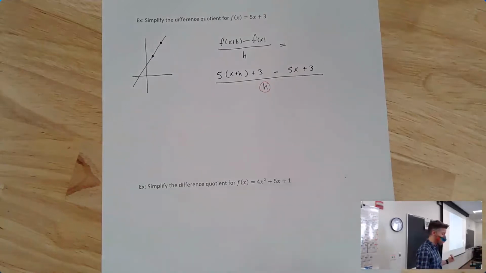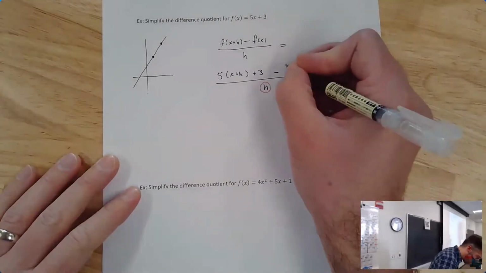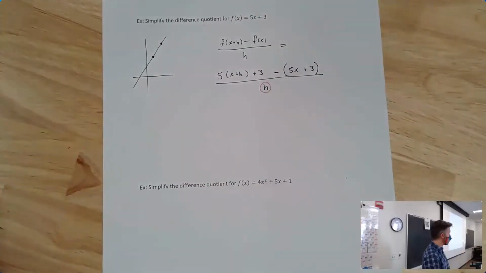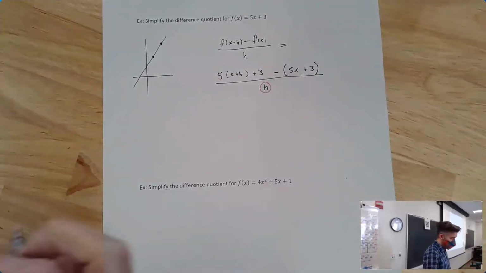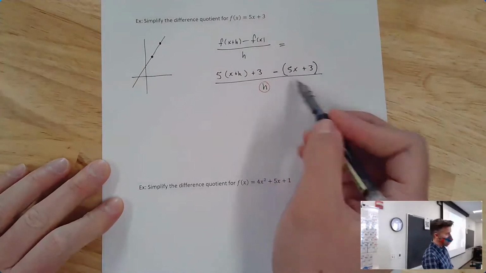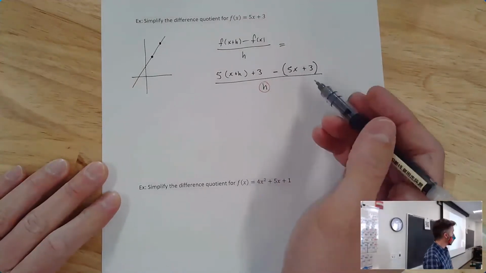To be able to factor out h from the top, we need to make sure that we subtract all of that. So be extra careful there. You have to always be subtracting everything that f of x is. Make sure you distribute that negative sign.